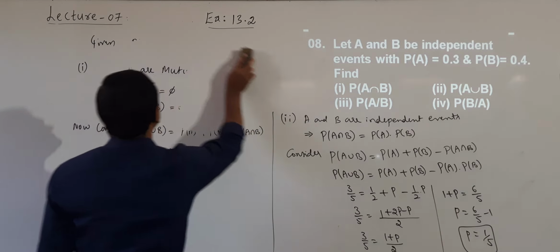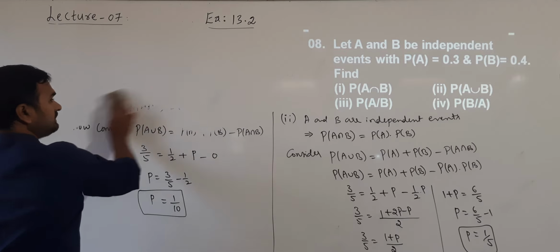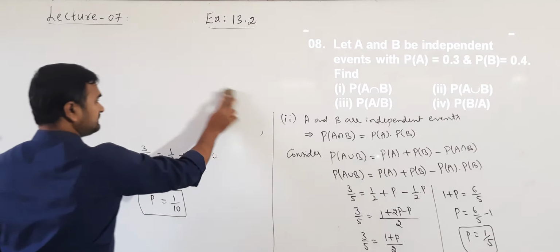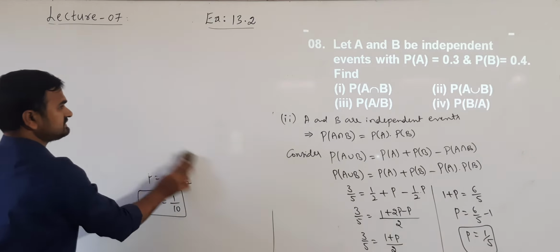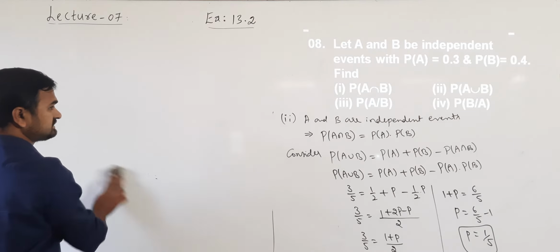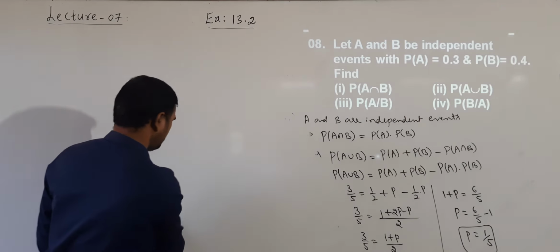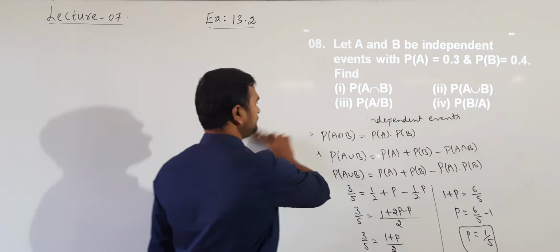Question number 8. A and B are independent events with P of A given and P of B given. Then find P of A intersection B, P of A union B, P of A given B and P of B given A.